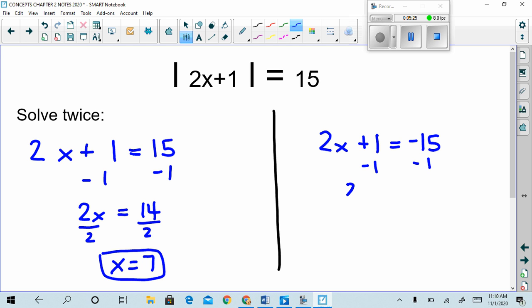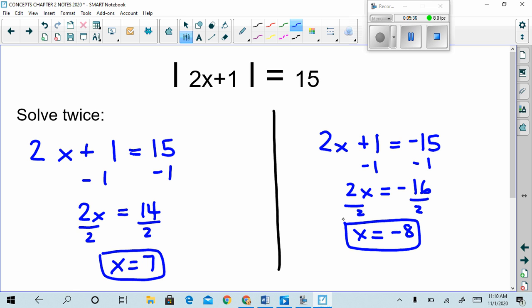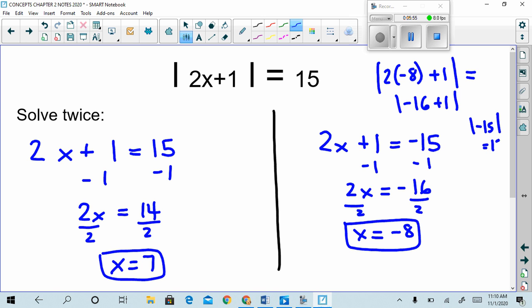Let's do the second side. I've got 2x is equal to negative 16. And I'll divide by 2, and I get x is equal to negative 8. Well, I'm not sure if that's right, so I'm going to check it. I'm going to have the absolute value of 2 times negative 8 plus 1. And let me see what that equals. Well, this is now negative 16 plus 1, absolute value. Absolute value of negative 15 is 15, and it works.